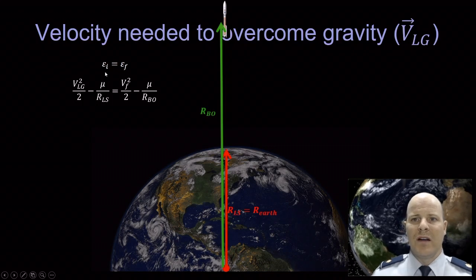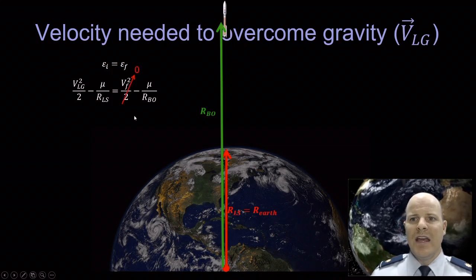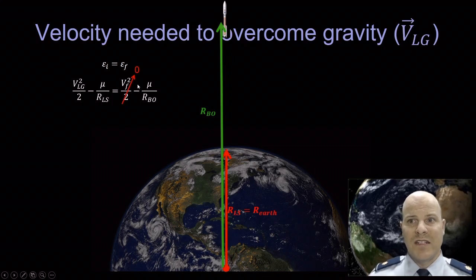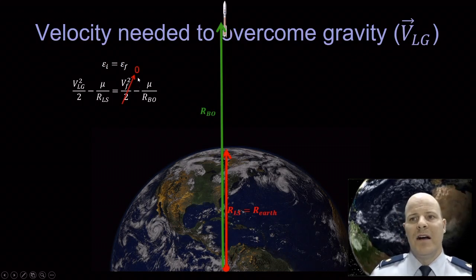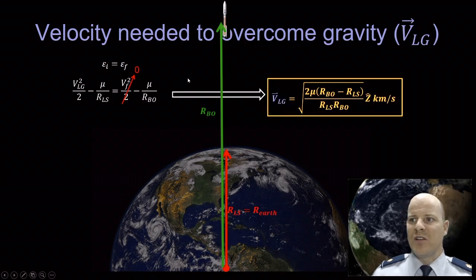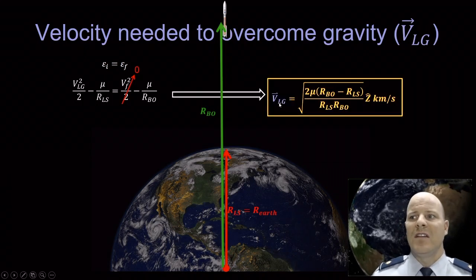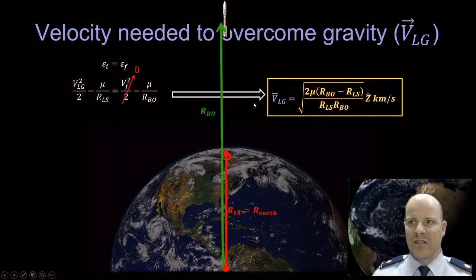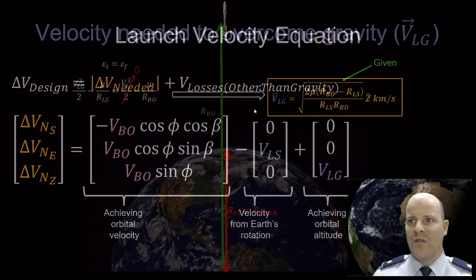You can set up your specific mechanical energy equation here and realize that at our final position, we can assume that our velocity is going to be 0. Then we can manipulate this equation algebraically to solve for our V loss gravity as this expression here. And this is going to be in the zenith direction. So this is the velocity that we're going to need to just overcome gravity.